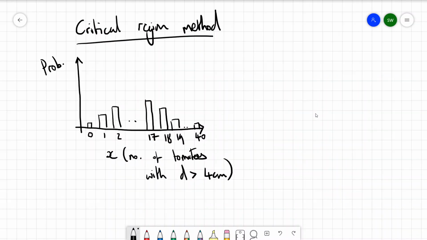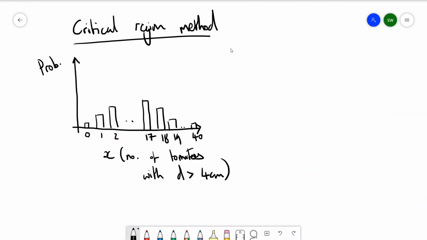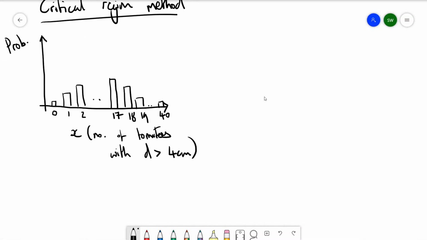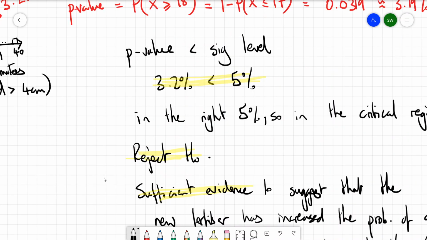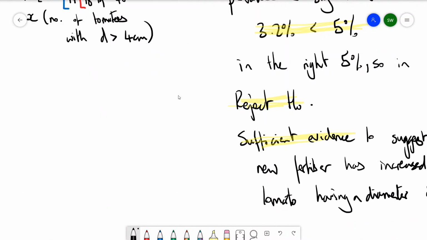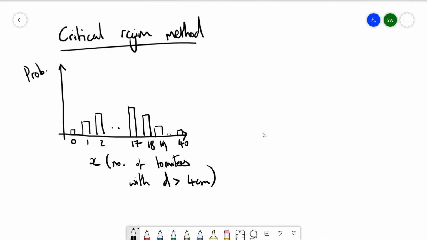Next, let's have a look at the critical region method, and like I said before, I would only recommend doing this if the question actually asks for the critical region. So remember that we're looking for the point at which we've got 5% in the right of the distribution. So because we already know that the probability of x being greater or equal to 18 is 3.2, we know that our critical region has to be at 17 or 16 or 15. So around about there. So let's try the probability of x being greater than or equal to 17.